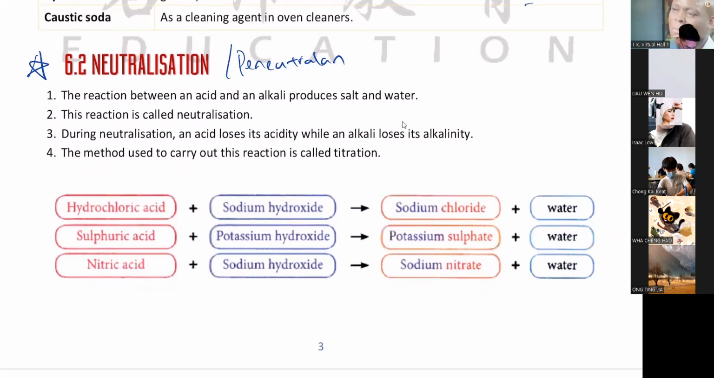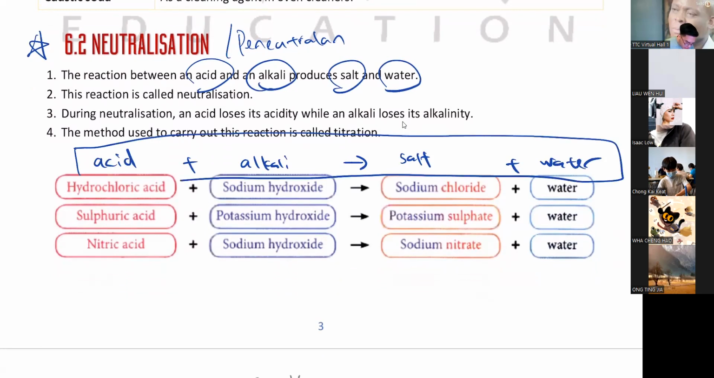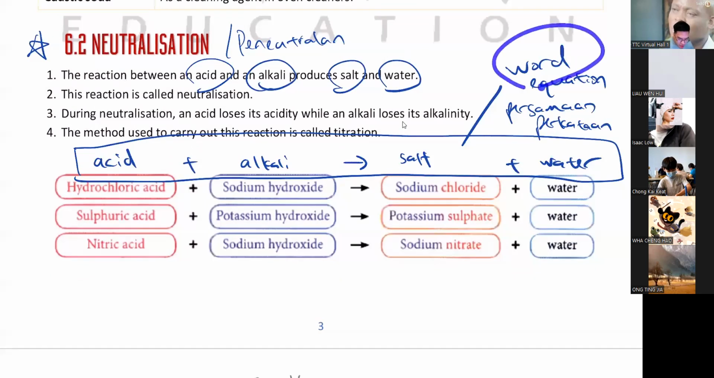It's the reaction between acid and alkali. It produces salt and water. You can write this down: when you have acid plus alkali, you will get salt and water. This is the main equation, and this is what we call a word equation. In BM it is called persamaan perkataan. If they ask for word equation or persamaan perkataan, this is what you write.